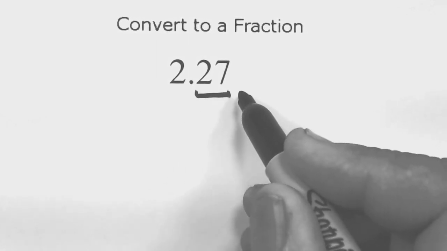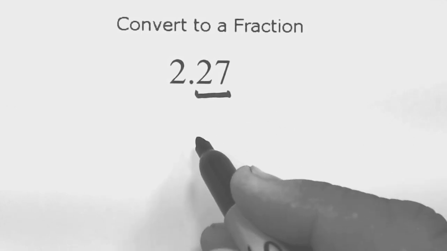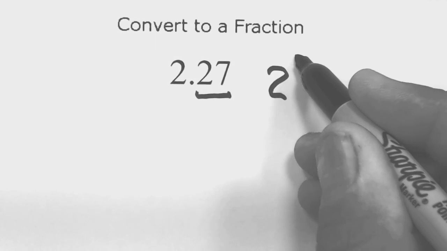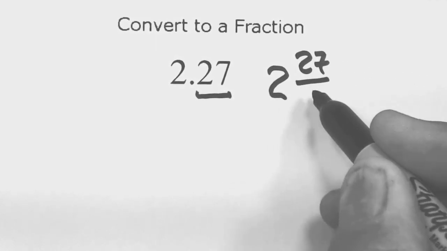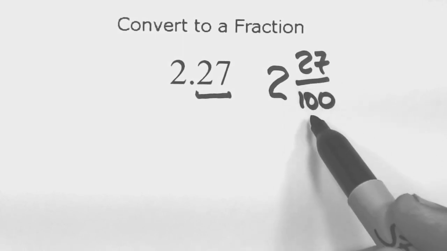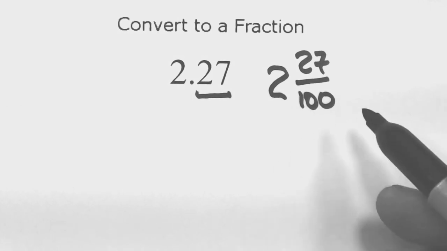Well, you heard me just verbalize that. 27, and this is the hundredths place. So as a mixed number, we would write this as 2 and 27 hundredths. And now we take a look to see if we could reduce it any, and 27 and 100 don't reduce. So this is how you could leave it as a mixed number.